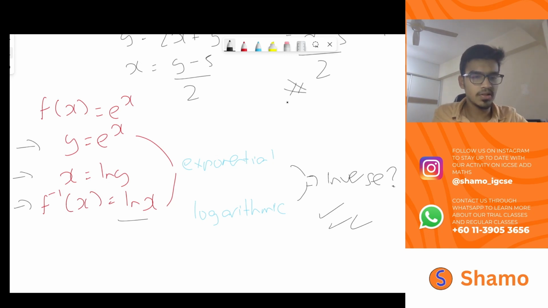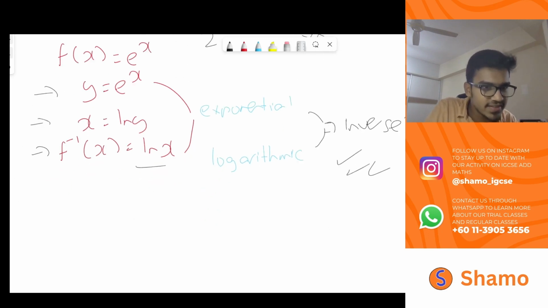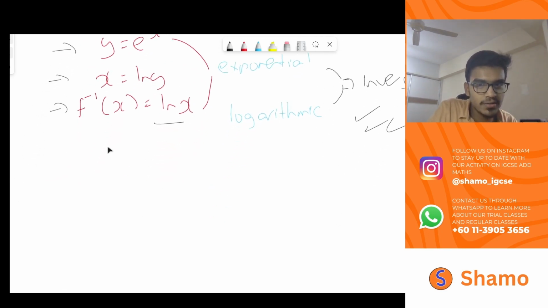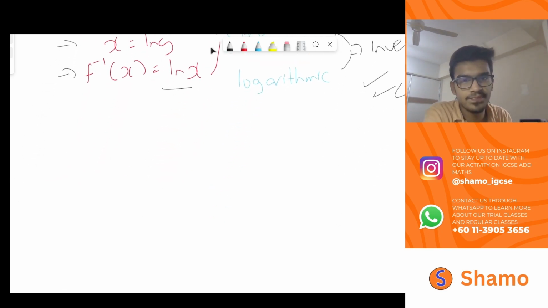Just as all the rules of logarithms apply with natural logarithms, all the rules of functions apply with inverse functions and with exponential and logarithmic functions. I mean, they are still functions, right? So let's take a more detailed example. e to the power x is quite simple, I would say.